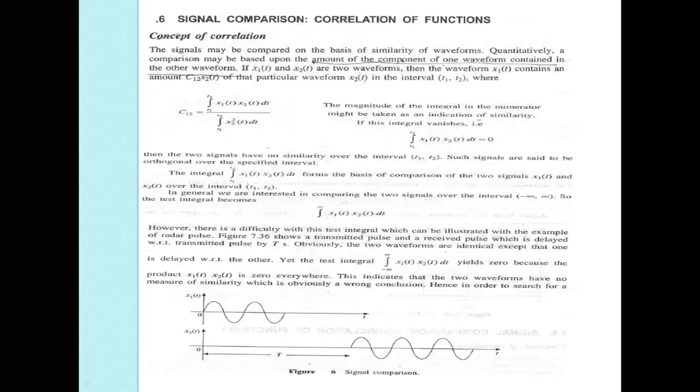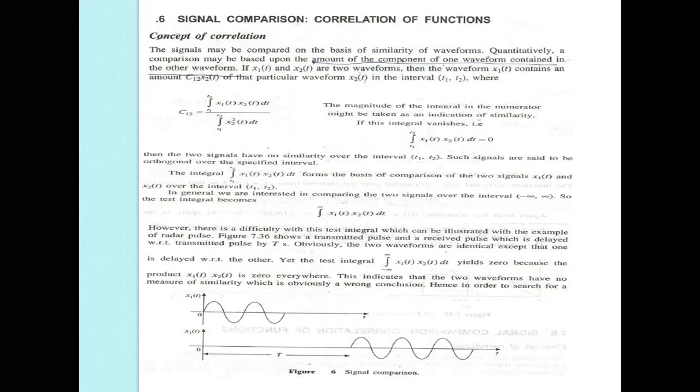Once again, I will explain the concept of correlation. We take one of the equations we already know from the orthogonality of approximation of signals, that is Cn. Now I have taken two different signals: C12 equals integral from T1 to T2 of x1 of t, x2 of t dt, divided by integral from T1 to T2 of x2 square of t dt. If the numerator integral vanishes, there are no similarities between the two signals, and we can call them orthogonal.